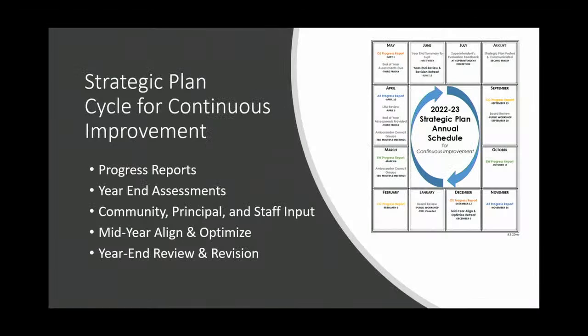The strategic plan annual schedule was developed to provide the general components of a continuous improvement process. Assess, analyze, adjust, and repeat. Progress report outcomes along with other scheduled components such as year-end assessments, community, principal, and staff input are incorporated at the biannual strategic plan align and optimize and review and revision retreats.